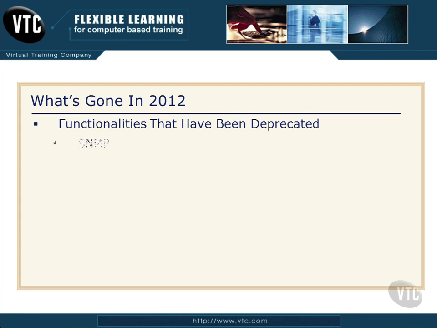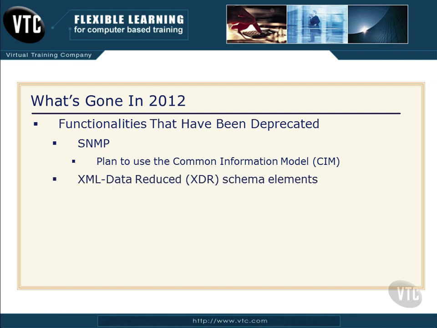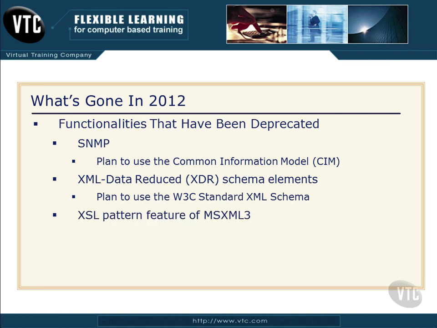Other functionalities that have been deprecated here: SNMP, Simple Network Management Protocol. Here, just plan to use the Common Information Model, CIM, in the future. This is interesting here as well. XML Data Reduced, or XDR, schema elements are going away, and you want to plan to use the W3C standard XML schema. And the XSL pattern feature of MSXML3 is going away. And that's not going to make too many people sad because now they're suggesting that you use the W3C standard XPath. And XPath is very popular out there in the XML world.